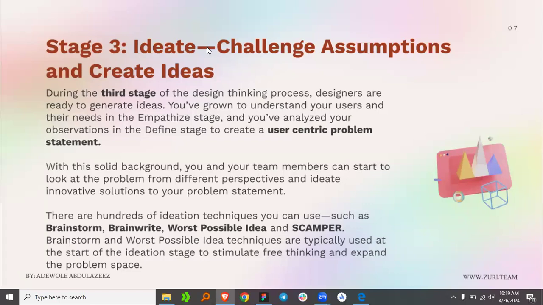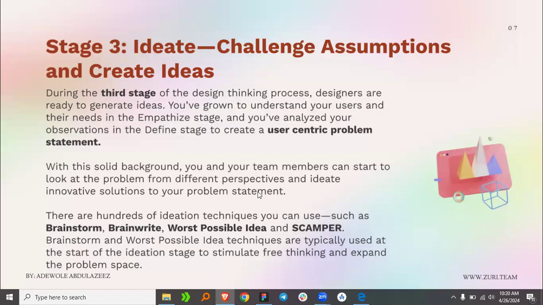There's also a saying I saw about Einstein, right? He said if he was given 1 hour to solve a problem, he would use 55 minutes to understand that problem very well. Then he would use 5 minutes to solve it. Because once you understand it, then to solve it is not going to be an issue. It's not supposed to be a challenge, right? So with the solid background, you and your team members can start to look at the problem from different perspectives. Now that you have a better understanding of what the issue is, you can start to look at it from different perspectives.